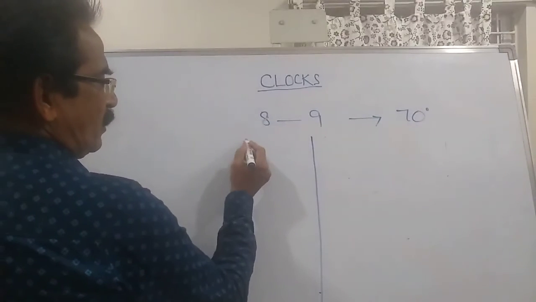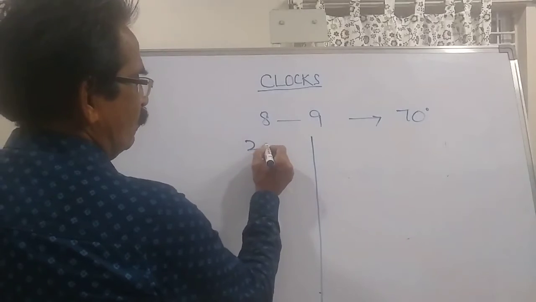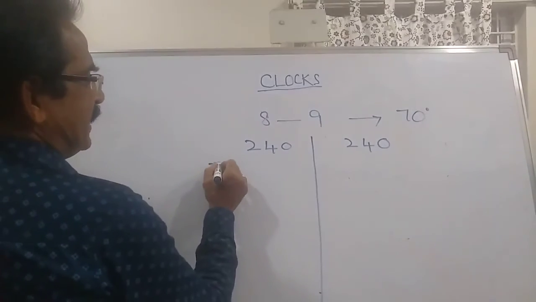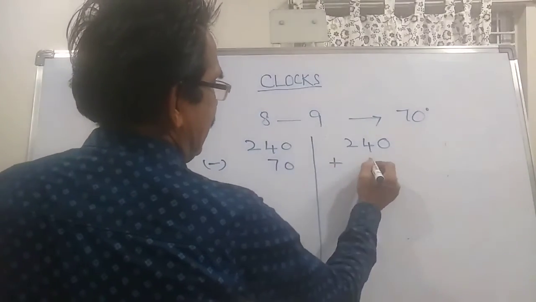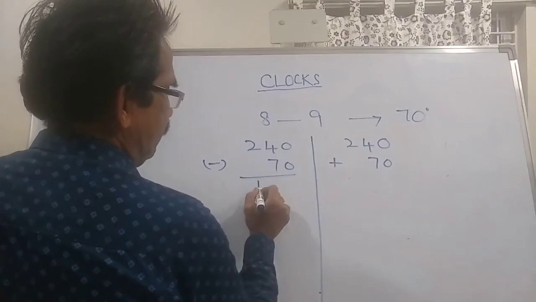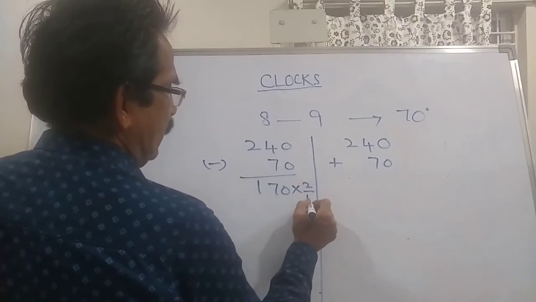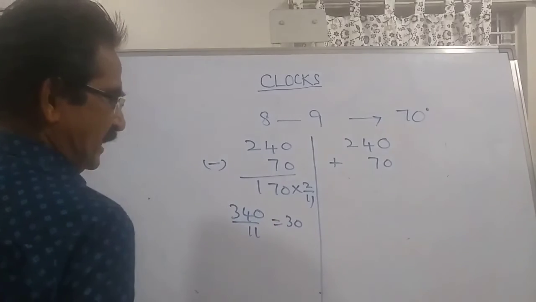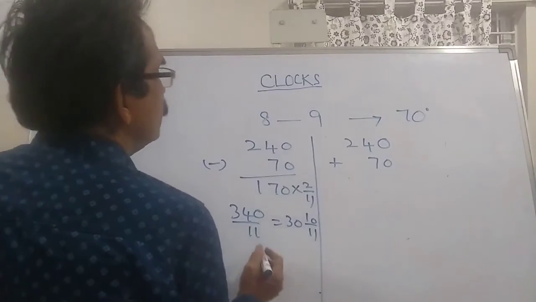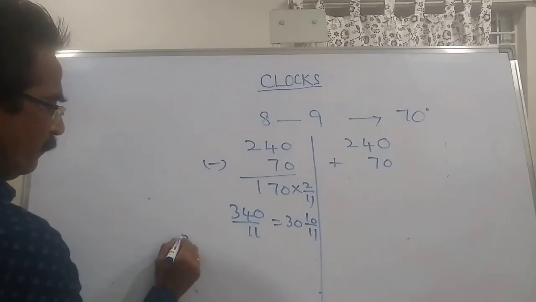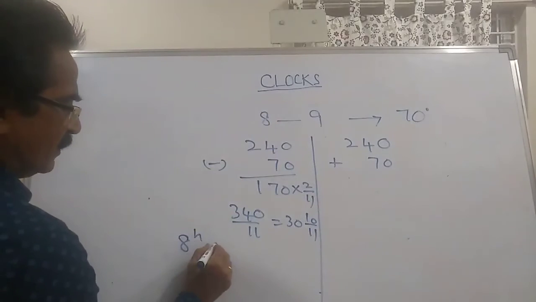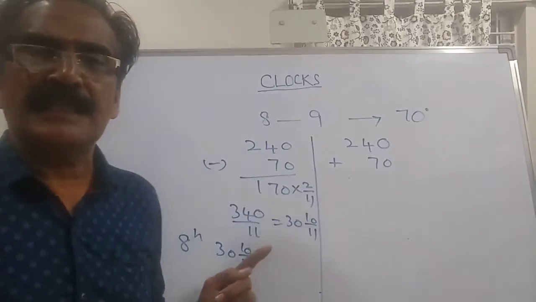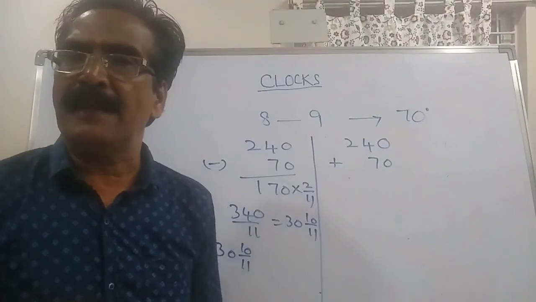At 8 o'clock, what is the angle? At 8:30 it is 240. So let us subtract 70 here, and add 70 the other time. 240 minus 70 is 170. 170 into 2 by 11 is 340 by 11. 11 30s are 330, remainder 10 by 11. So 8 hours 30 10 by 11 minutes. At 8:30 10 by 11, the angle between the hands will be 70 degrees.